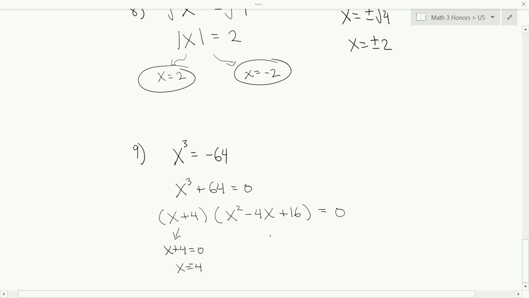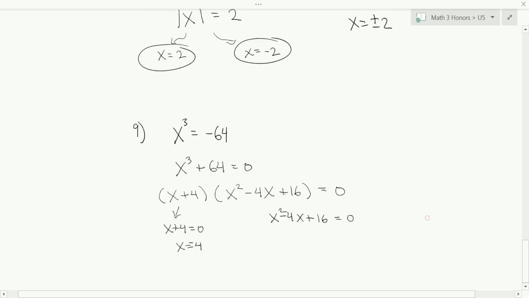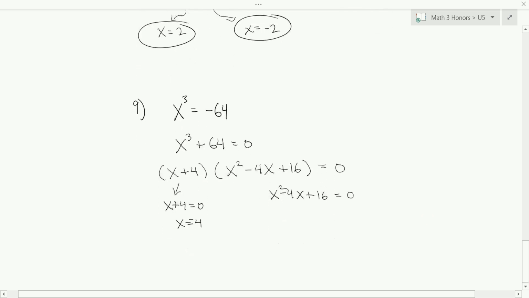And then this one, x squared minus 4x plus 16 equals 0, and we want to solve for x here. What do we need to do here? Quadratic formula. So go ahead and use the quadratic formula, simplify that, get an answer, and find out what the other two values for x are.